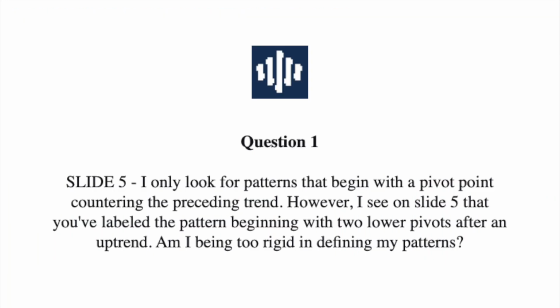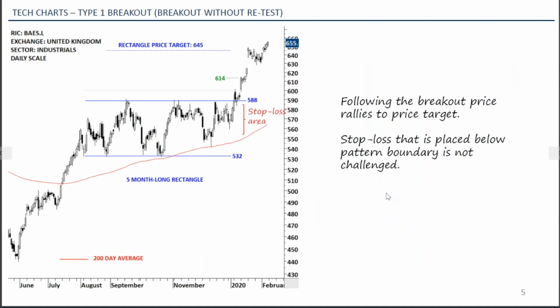Slide 5: I only look for patterns that begin with a pivot point countering the preceding trend. However, I see on slide 5 that you have labeled the pattern beginning with 2 lower pivots after an uptrend. Let's go to slide 5 here. So that begin with a pivot point countering the preceding trend. Okay, so I see what you're saying. To take basically from here and here. So the question probably is asking why am I extending it to here? There is no strict rule around drawing the boundaries.